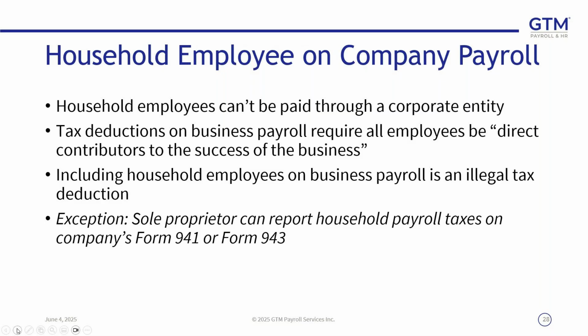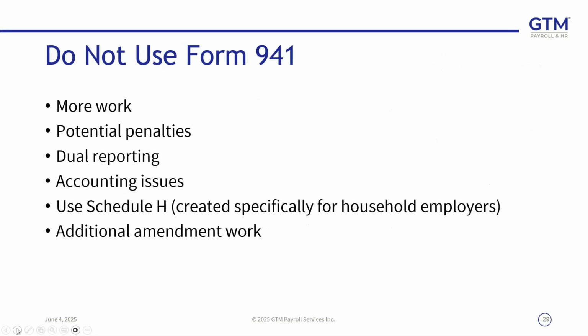Even with this exception, and to keep it simple, it may be best to keep household payroll taxes separate from the business related taxes. File Schedule H for household and Form 941 for business, or Form 943 if the business is a farm. Outside of that one exception, do not use Form 941. Using the 941 and not a Schedule H is a very common way accountants may handle household payroll and make mistakes when reporting the employment taxes.